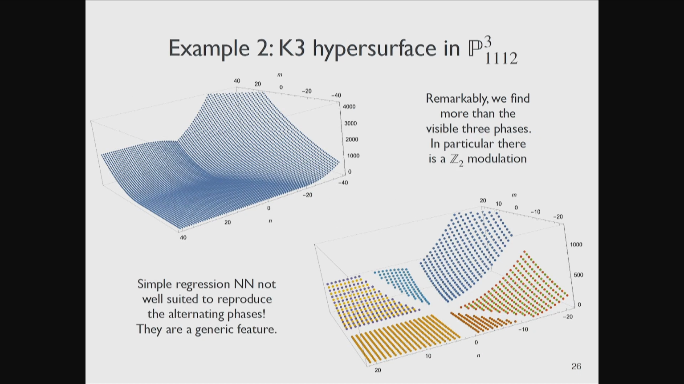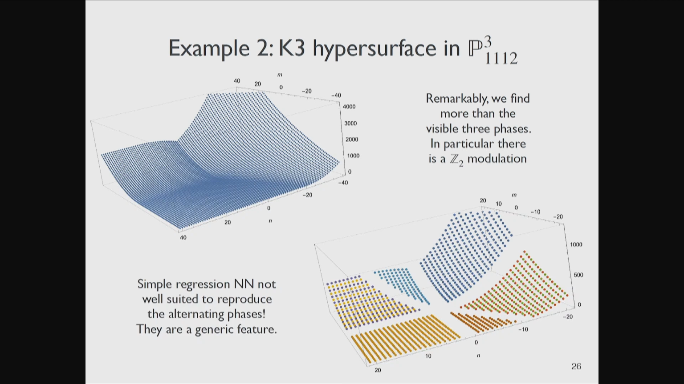Yeah. So the next example would be an actual hypersurface. And now we find something interesting. In this region here, we thought this is just made out of 3 regions and 3 cones. But in this region here, we actually find a kind of Z2 modulation. So the polynomial that we get depends on whether the integer is even or odd.